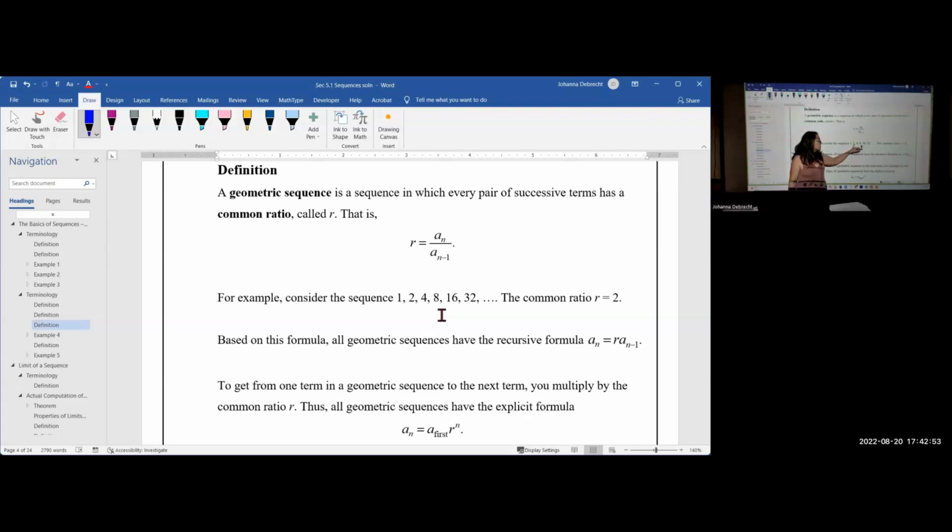1 times 2 is 2, 2 times 2 is 4, 4 times 2 is 8, 8 times 2 is 16. And if I divide every pair of successive terms, I get a 2. 2 divided by 1 is 2. 4 divided by 2 is 2. 8 divided by 4 is 2. The one after divided by the one in front is 2, so the common ratio is 2. This is what's known as a geometric sequence.